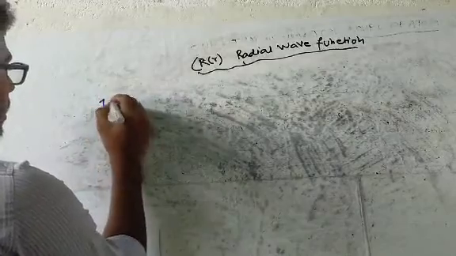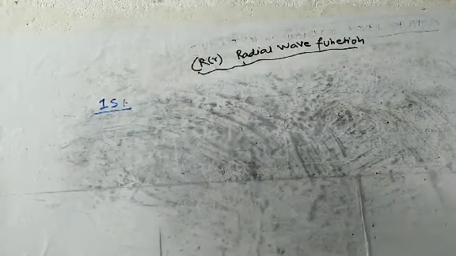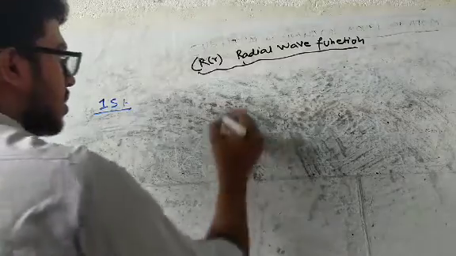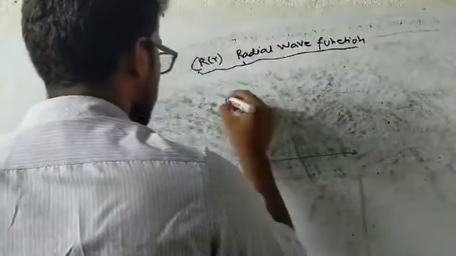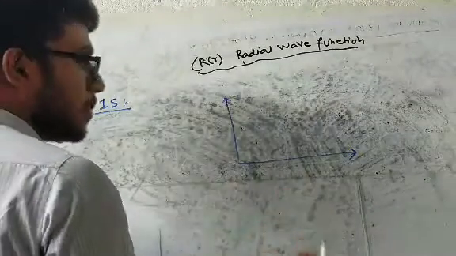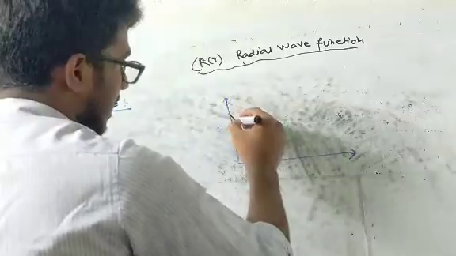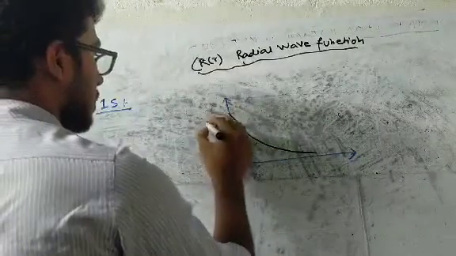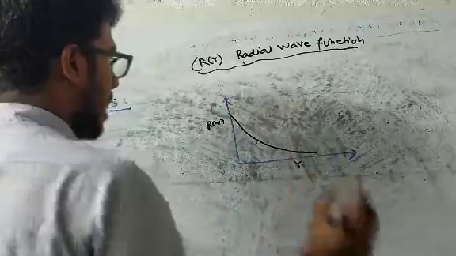Now let's go to a different aspect. Let's again take the graph of the 1s orbital, the radial distribution function of the 1s orbital. The number of nodes for the 1s orbital equals 0, so my graph looks like this. This is R of r and this is r.